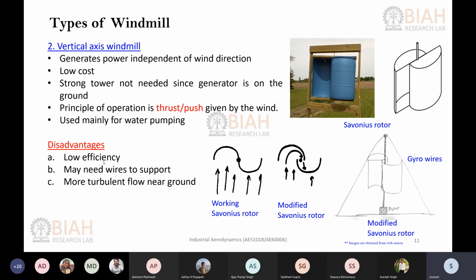These are the very beginning or basic ones. Nowadays also these are used in villages, again basically for water pumping purposes. The disadvantage is that they are low efficiency. You can see that they are pretty close to the ground where wind velocity is small, so efficiency is very low. You may need additional wires to support, and there is more turbulent flow near the ground. So these are some of the disadvantages associated with the vertical axis or Savonius rotor windmills in general.